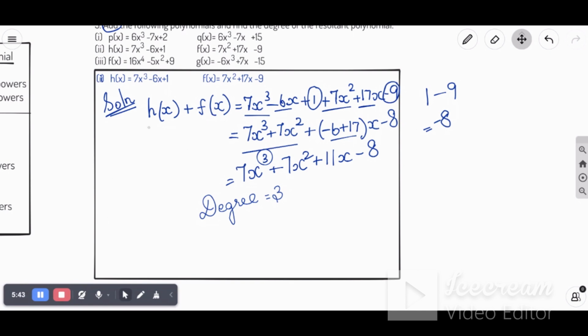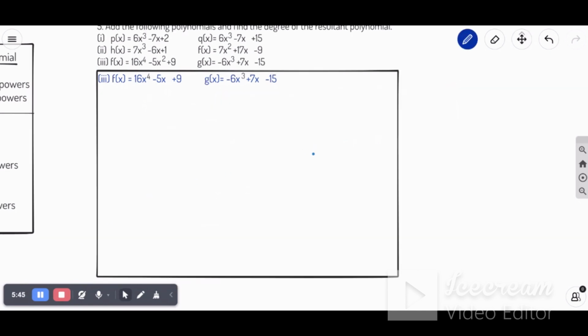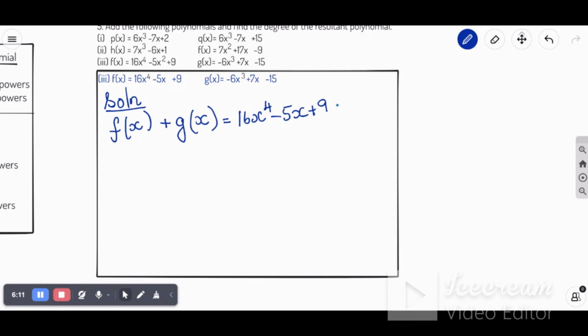Okay. Let us move on to the third question. So let us move on to the final part of this question. So in this question, let us start our solution. We have to add both f of x and your g of x. So write it as f of x plus g of x is equal to, write f of x first, 16x power 4 minus 5x plus 9. This is your f of x. Then write your g of x plus, here you have got minus 6x cube.